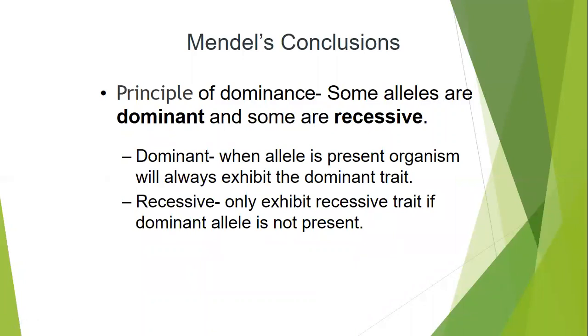Mendel's conclusions. The principle of dominance. What he realizes is that some traits show up more often than others. In other words, things like being tall. And think about this logically. If you were a plant and you needed to fight for sunshine, being tall is probably almost always going to be a better trait to have than being short, where you might get covered over by competing plants.